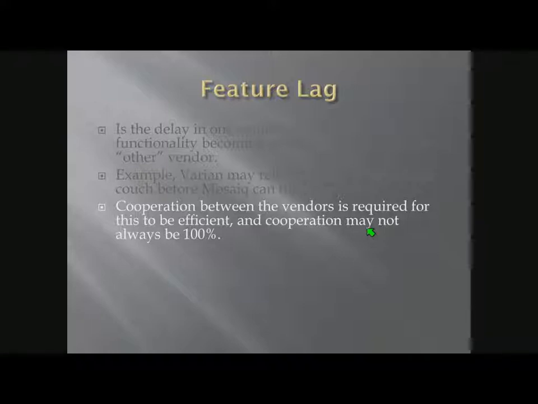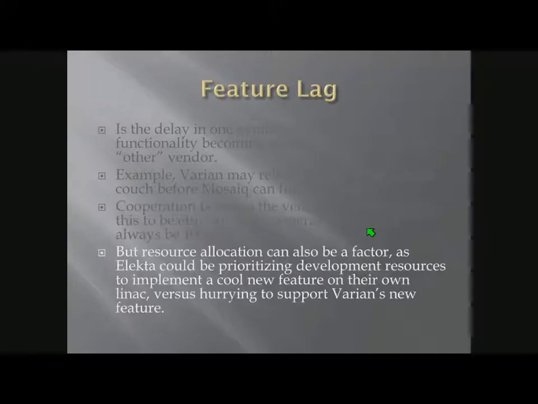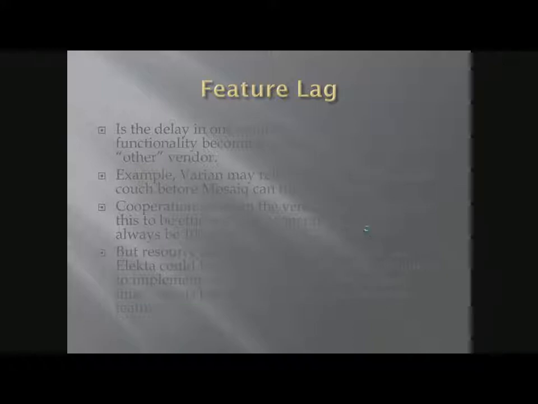Cooperation between the vendors is obviously required for that to be efficient, and I think we'd be naive to think that cooperation was always 100%. But also we need to realize that it's about resource allocation. And Elekta may be prioritizing development resources to implement a new feature on their own LINAC versus hurrying to support Varian's new feature.